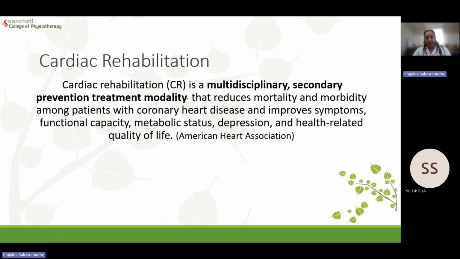In coronary heart disease, it is going to improve the symptoms of the patients, of course. Since it is a capacity building exercise, it is going to enhance the functional capacity and metabolic status. And since patients' participation and activity is going to increase, it will be associated with improved psychological symptoms and hence overall improvement in the health related quality of life.